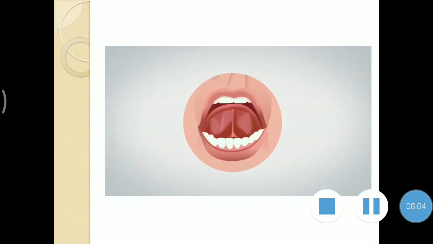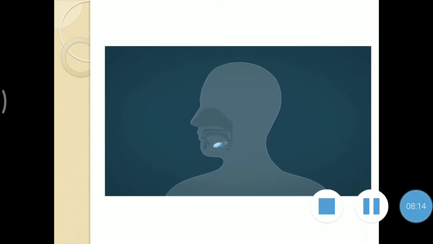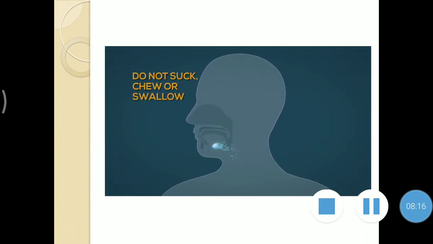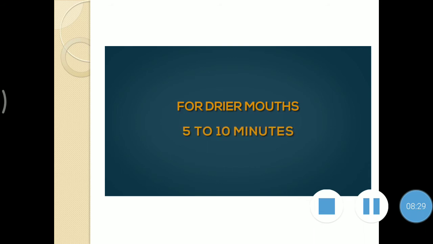Lift your tongue, then place the wafer under your tongue on the left or right side of your sublingual space, pressing gently to hold the wafer in place. Close your mouth, relax your tongue, and don't suck, chew, or swallow until it is completely dissolved, which should take a minute or two. Say 5 to 10 minutes.